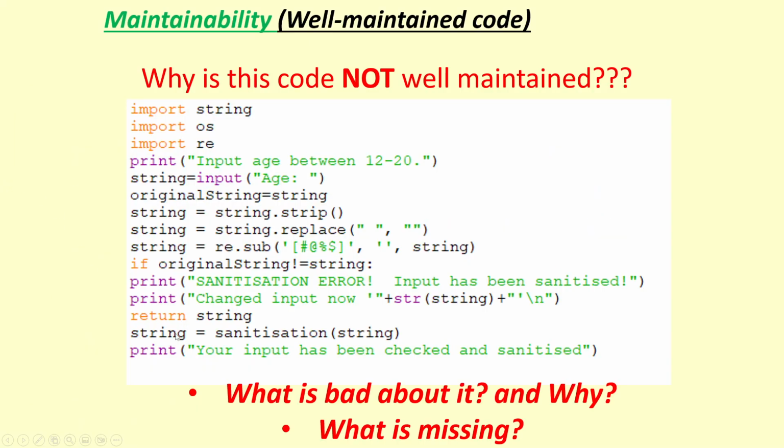So have a look at this. Why is this code not well maintained? What is bad about it? Well, firstly, it's all together. There's no clear structure to it. We've got selection statements with if that should be indented to show the flow of the program. We've got variables that are not very clear, such as string, well, what is string? And the code is not explained at all. There are no comments to explain it.